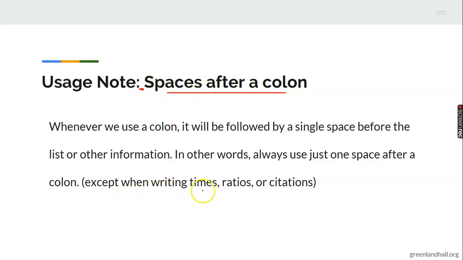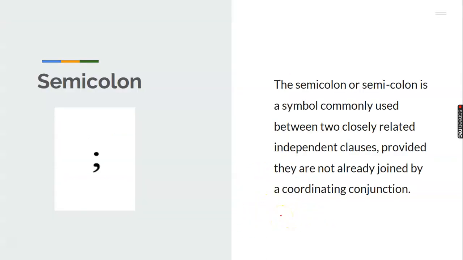Okay? Except when writing times, ratios, or citation. Take for example, I'm writing 3:4. I don't need the space at all. Or I'm writing time. The time is 3:00. I don't need my space. So, I don't need the space when you're writing time or making citations. Alright? Now let's move to the next one.